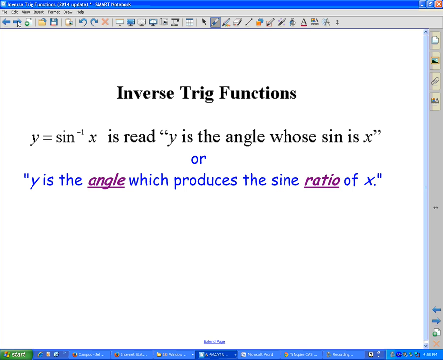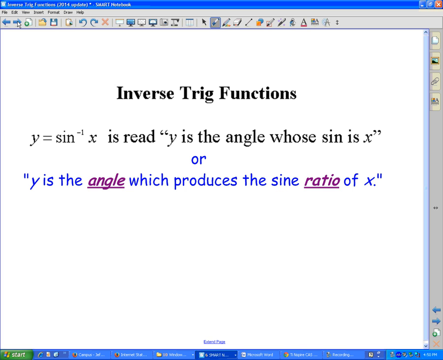Inverse trig functions can be read a couple different ways. Y is equal to the inverse sine of x could be read as y is the angle whose sine is x. Y is the angle whose sine is x, meaning y would, if it was put into the sine function, generate the ratio of x, which is more of what the blue explanation gets to a little bit. Y is the angle which produces the sine ratio of x.